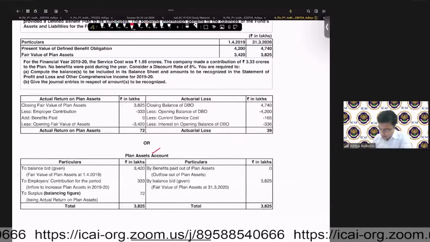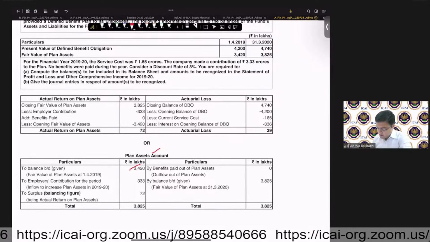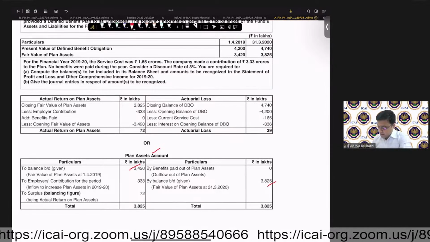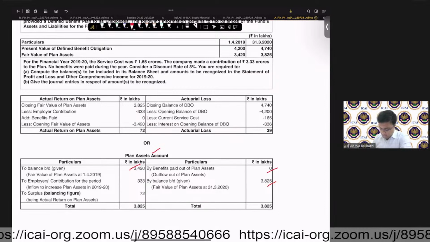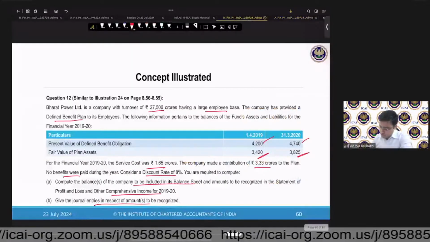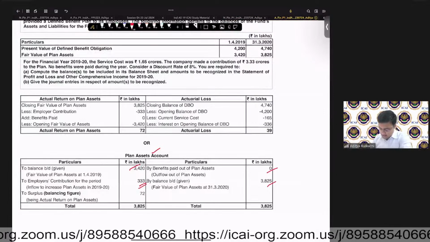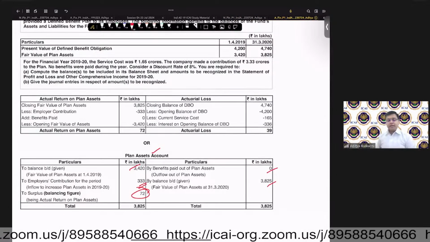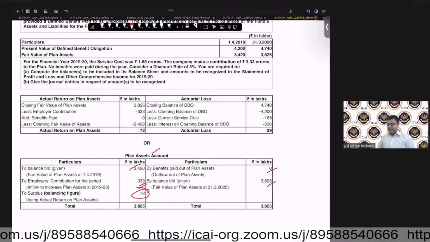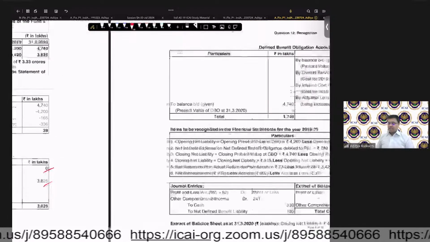So opening balance 3,420, closing balance 3,825. Benefits paid is zero. Employer's contribution, they have given 3.33 crores, that is 333 lakhs. So the balancing figure is a surplus, 72.